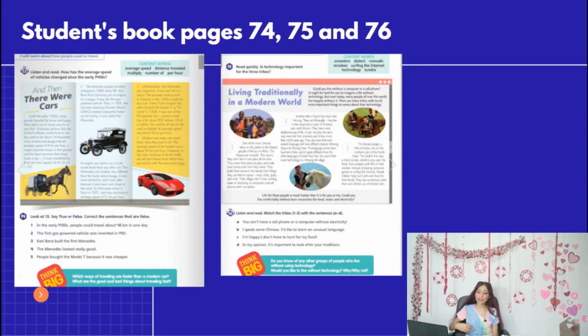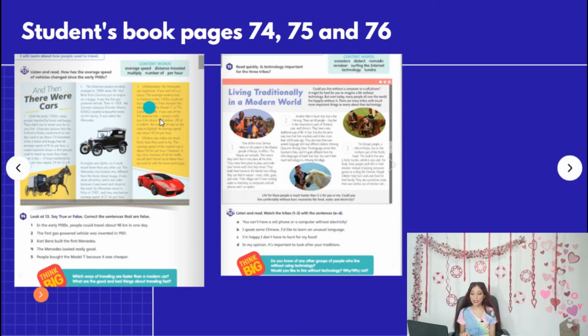Okay, super interesting. Now we can do activity 14. It says, look at 13, the reading. Say true or false, correct the sentences that are false. So you're going to read this and you're going to write if it's true or false. If you find a sentence that is false, you need to correct it to make it true, depending on the text.